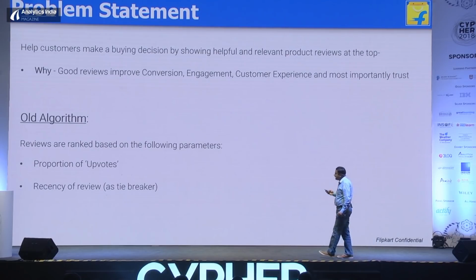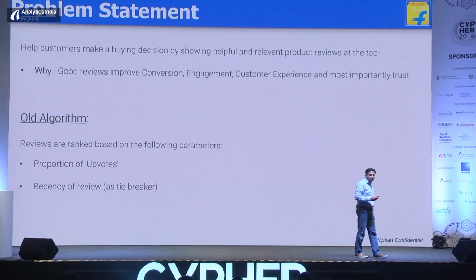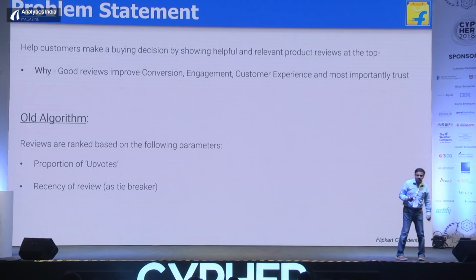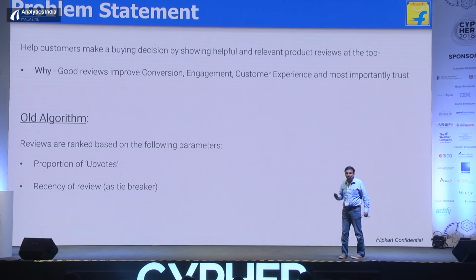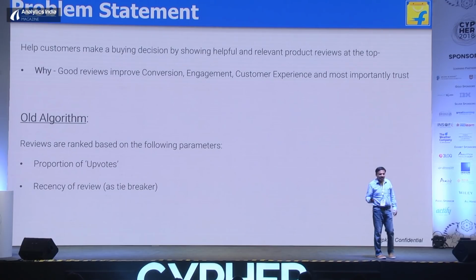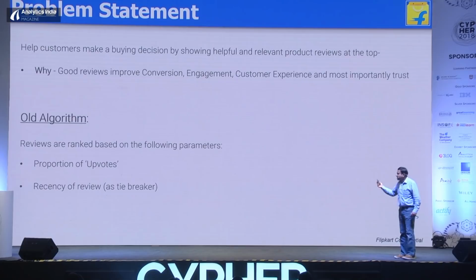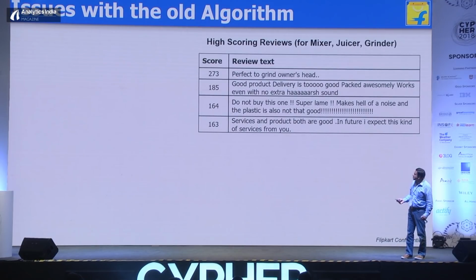We had a very, very rudimentary algorithm several months back on how to look at reviews. We used to have a simple algorithm which said which reviews have the most number of upvotes, and when you have a lot of upvotes, you assume that is probably a good review. Then as a tiebreaker, we used recency of review. It was as simple as that. But it doesn't solve the problem.